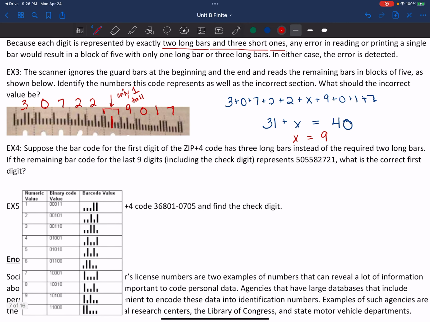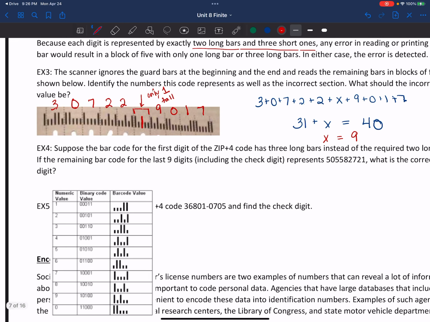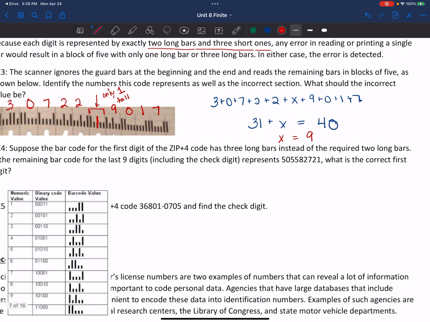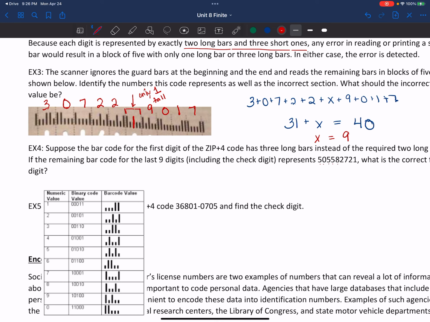All right, suppose the barcode for the first digit of zip plus 4 code has 3 long bars instead of the required 2 long bars. If the remaining barcode for the last 9 digits, including the check digit, represents 505582721, what is the correct first digit? So this is 1, 2, 3, 4, 5, 6, 7, 8, 9. So again, I'm just going to go x plus 5 plus 0 plus 5 plus 5 plus 8 plus 2 plus 7 plus 2 plus 1. And let's see what we got. 5 plus 8, 2 plus 7. We have 35. So x plus 35 equals, and we're going to say 40 because that's the next one up. So then x is equal to 5. So that should be my answer.